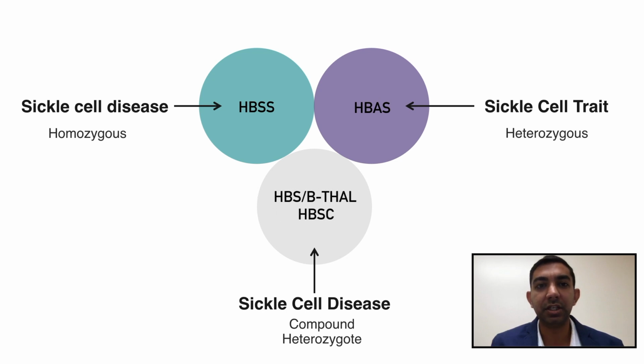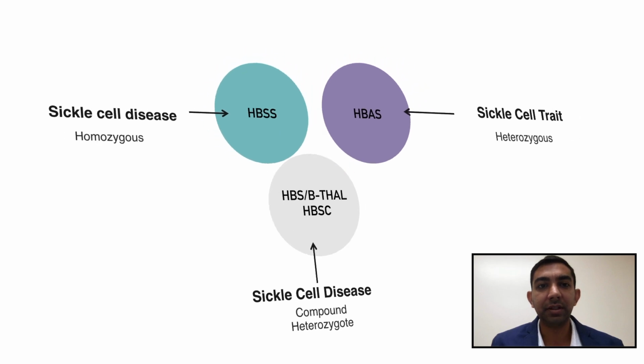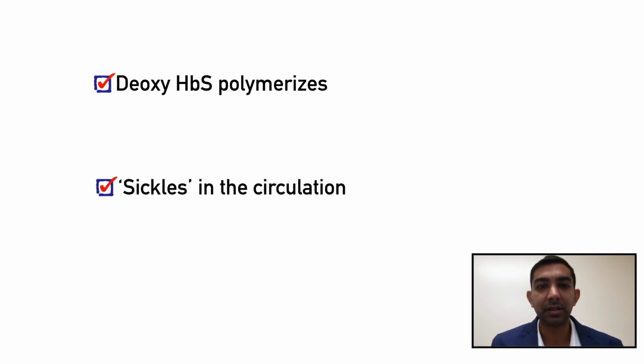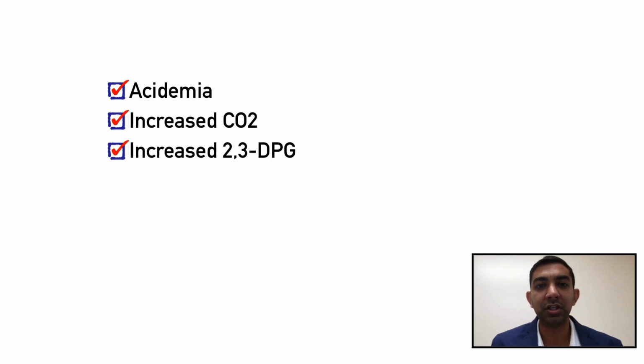one HbS gene present. Now coming to the pathophysiology of this disease, at low partial pressures of oxygen, the deoxy HbS polymerizes, leading to formation of rigid crystal-like rods that distort membranes, and this leads to the formation of sickles in the circulation. Now this sickling is aggravated by various factors including acidemia, increased carbon dioxide, increased 2,3-DPG, fever, or osmolality.